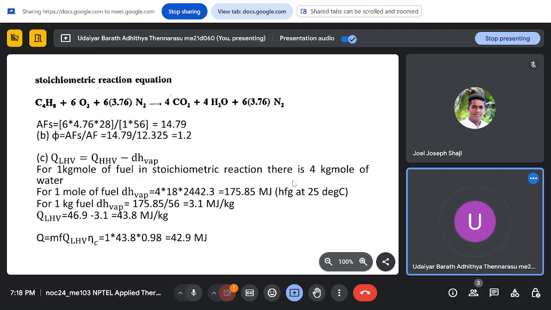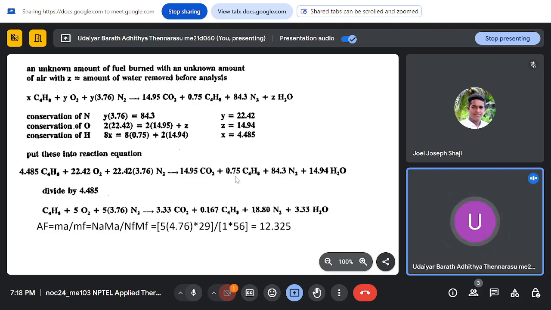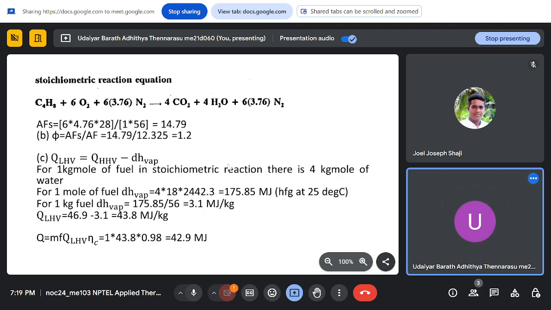Next is to find out the stoichiometric reaction. So the stoichiometric reaction is the complete combustion. So here, if you see, we had 0.75 percent of your fuel present in the product. So that didn't combust. So that was leftover fuel. That's for complete combustion.